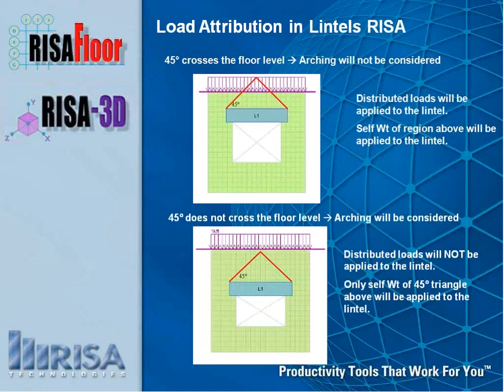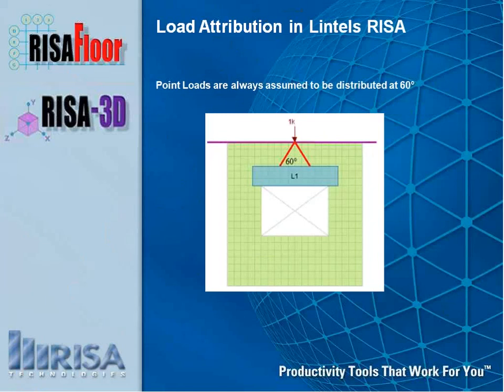Now, again, this is just for RISA Floor. RISA 3D is going to be carrying this based on the plate elements behind that. So RISA Floor is going to be taking it down directly, and RISA 3D is going to be doing it on the plate elements. We've got here point loads in RISA Floor are always going to be assumed to be 60 degrees. So you can see in that picture here, as we apply one kip, it gets applied here and distributed along that lintel at 60 degrees.